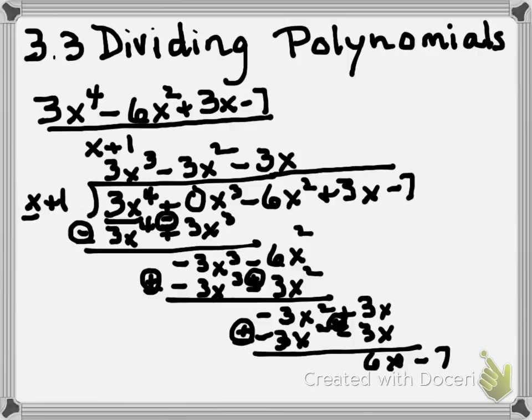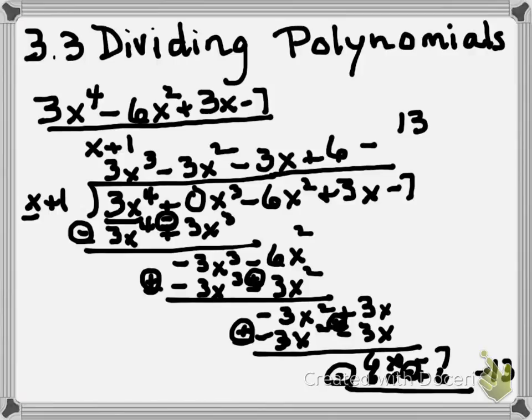So then 6x divided by x is 6. 6 times x is 6x. 6 times 1 is 6. Change the signs of the second polynomial. And a negative 7 and a negative 6 is a negative 13 as a remainder. Now you can write this as negative 13 over x plus 1. So that's the answer.